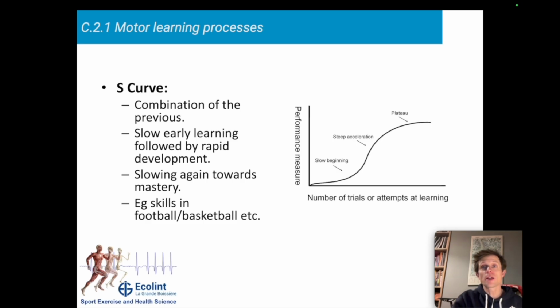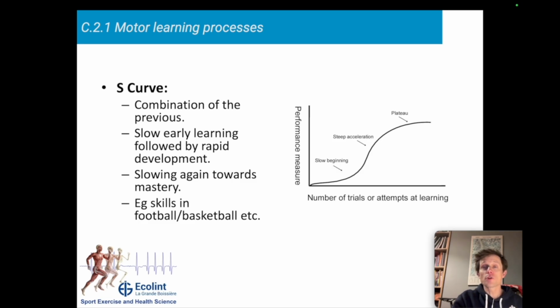For example, if we think about our ability to take penalties in football, it's a relatively complex skill, so we might see some slow learning at first. However, once we've got the basics and we understand them, we might see a period of rapid improvement, and then we might see a plateau that's affected by, for example, our physical maturation levels.